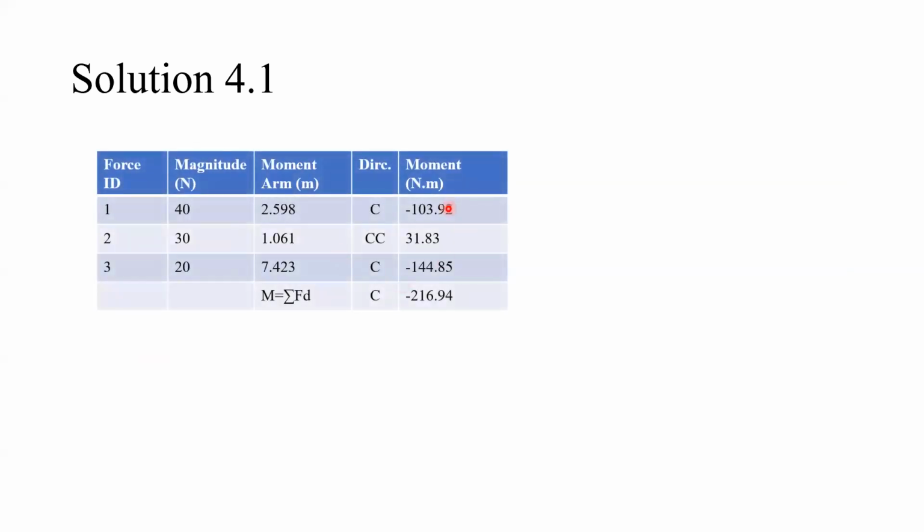So at the end of the question, we have 3 moments and we sum them, and at the end of the summation, we will obtain minus 216.94, and that minus means that our moment has clockwise direction.